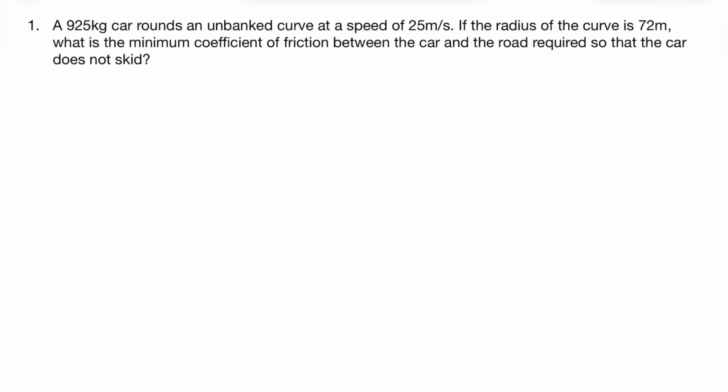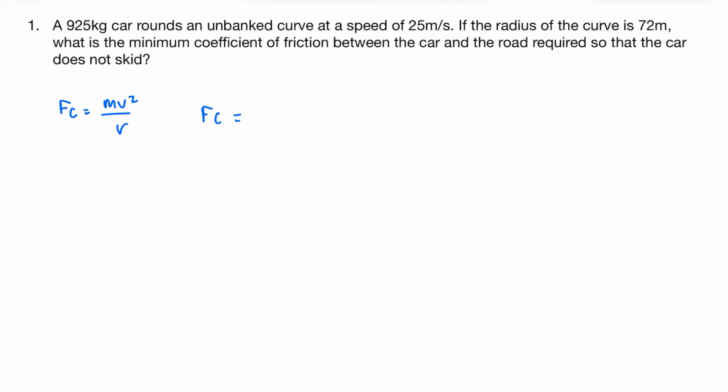Number 1. A 925 kilogram car rounds an unbanked curve at a speed of 25 meters per second. If the radius of the curve is 72 meters, what is the minimum coefficient of friction between the car and the road required so that the car does not skid? So this problem might seem a little confusing because it talks about coefficient of friction and skidding, but let me explain. The first thing we're going to do here is solve for centripetal force because remember, the centripetal force equation is F_c equals mv squared over r. And in this question, it gives us all those values. So let's just solve for that first.